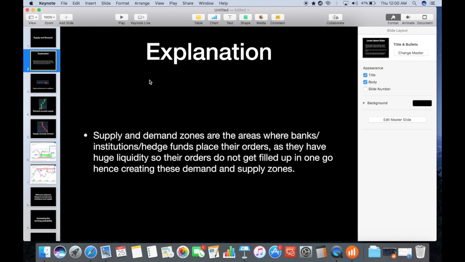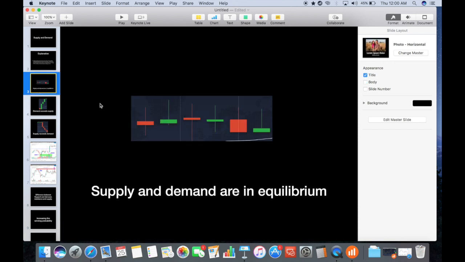So the whole point of this phenomenon is to find those key areas where the smart money is coming in or going out. This is all about an equation. Whenever supply is equal to demand, the supply and demand are in equilibrium, and we see the congestion phase. The price keeps on moving sideways because for all of the supply there is an equal demand.